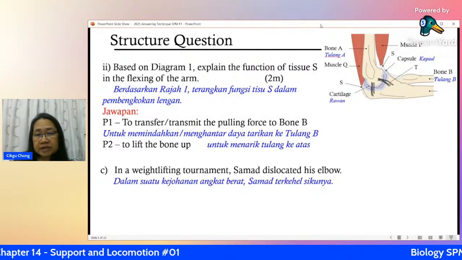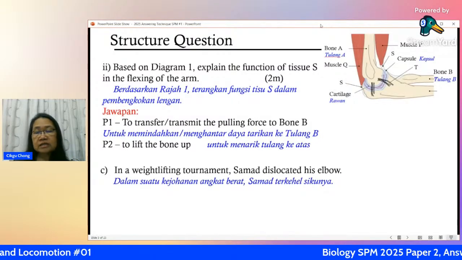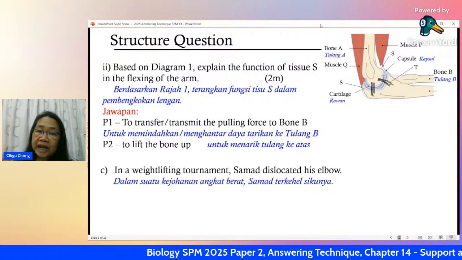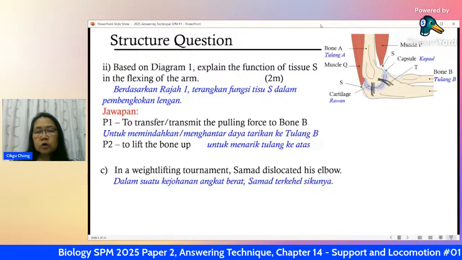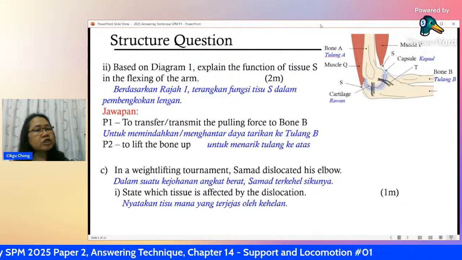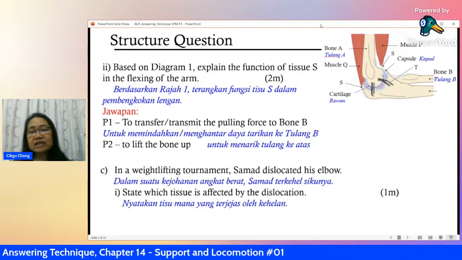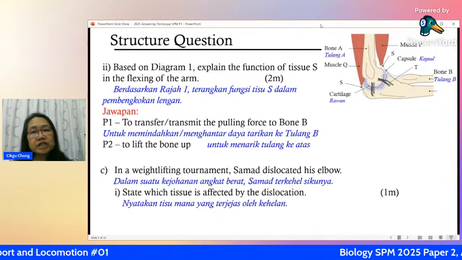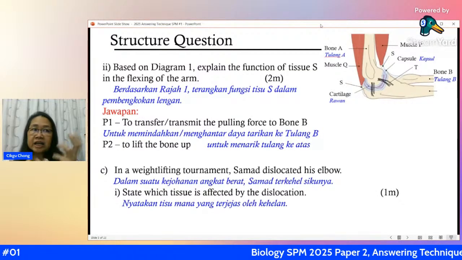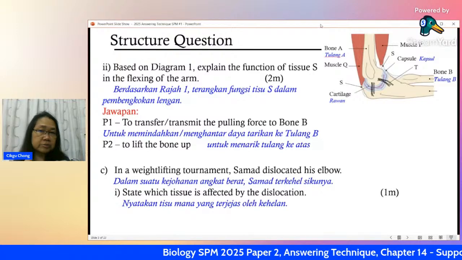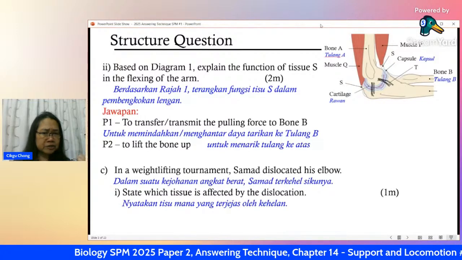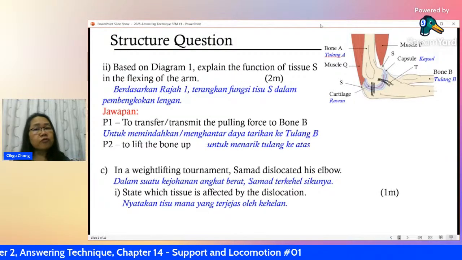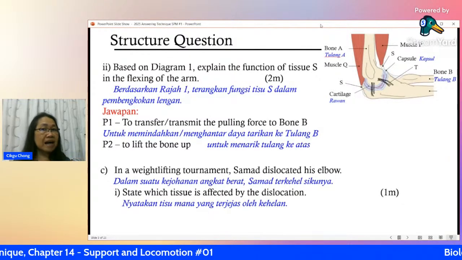In a weightlifting tournament, Samad dislocated his elbow. So imagine this boy. This picture shows you the elbow. So, dislocated his elbow. What is the meaning of dislocation actually? First of all, before we say dislocation, what tissue is affected by a dislocation? Dislocated actually means, you know the word location? Location means the placing. So dislocation means it's out of place. The bone has been moved out of place by force.